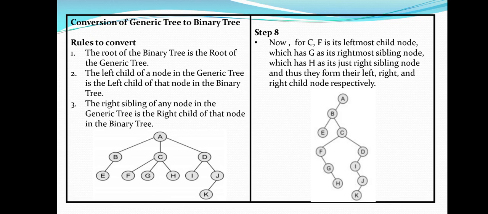So we have gone through all the nodes in the generic tree and converted it into the binary tree. So it's very simple. We have to remember three rules. The first one is the root of the binary tree is the root of the generic tree. Then the left child of a node in the generic tree is the left child of the node in the binary tree. And the third rule is the right sibling of any node in the generic tree is the right child of the node in the binary tree. So with that, the question has been solved.